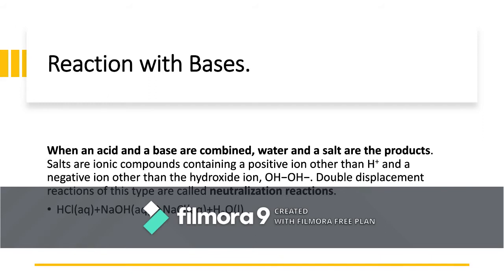Reaction with bases. When an acid and a base are combined, water and a salt are the products. Salts are ionic compounds containing a positive ion other than hydrogen ion, or you can say hydronium ion, and a negative ion other than the hydroxide ion, OH negative ion. Double displacement reactions of this type are called neutralization reactions. So keep in mind, whenever you react a dilute acid with a base, you always get salt and water.